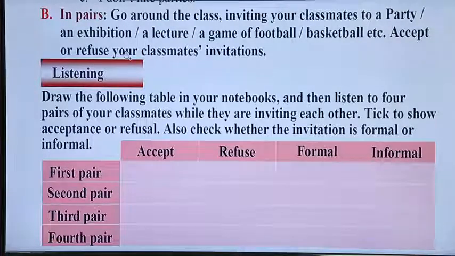So, how to do this part? Part B is an activity that you have to do with your partner. If you don't have any partner at home, try to practice it with your sisters, brothers, mother, father, or if your family doesn't know English, try to practice it with yourself.